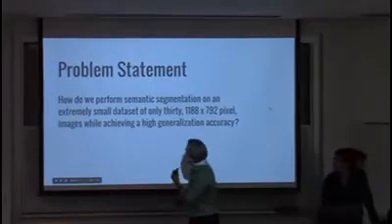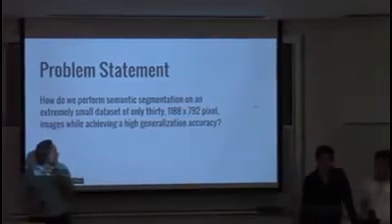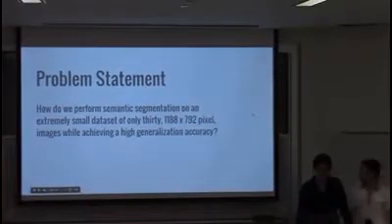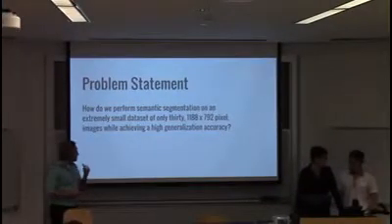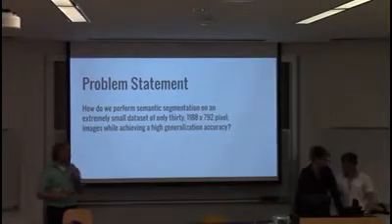So here's our problem statement: how do we perform semantic segmentation on an extremely small data set of only 30 images, which are 1188 by 792 pixels, while achieving high generalization accuracy?